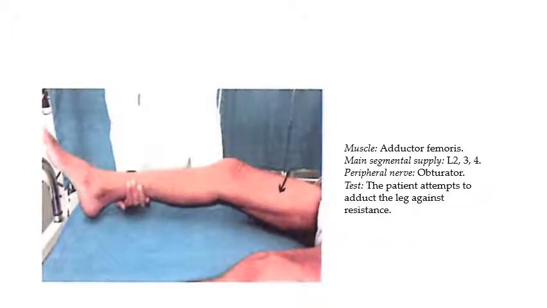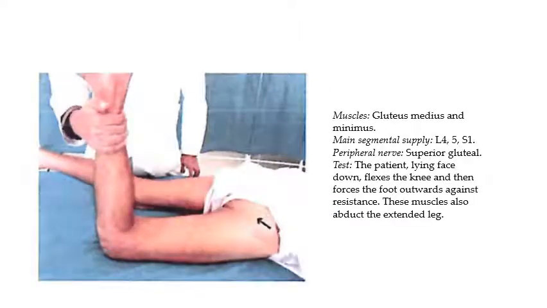The adductor femoris muscle is supplied by L2, 3, and 4 and the obturator nerve, and the patient is tested for the power of the adductor femoris by asking him to adduct the leg against resistance. Gluteus medius and minimus are the main abductors of the leg. They receive segmental supply from L4, 5, and S1 and peripheral nerve, superior gluteal nerve.